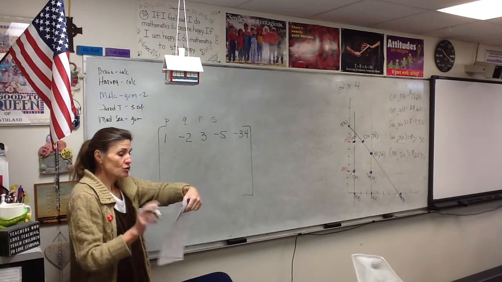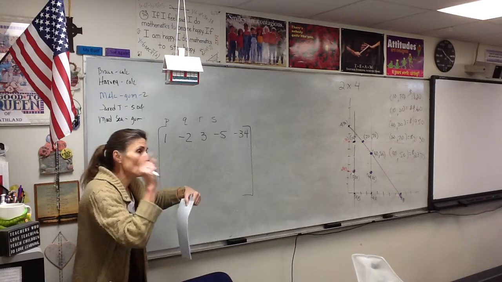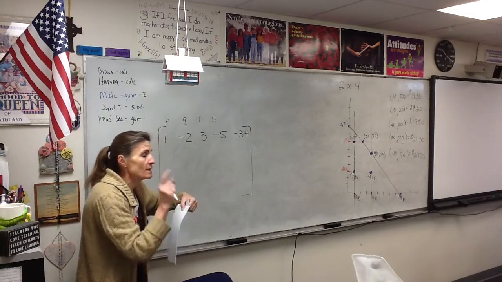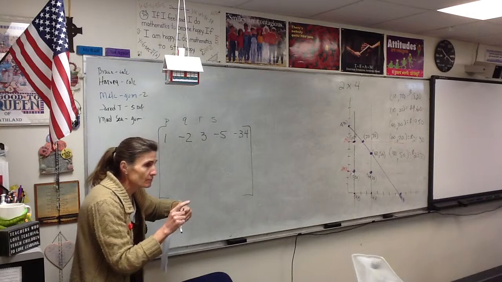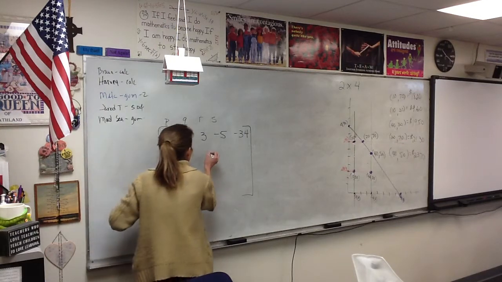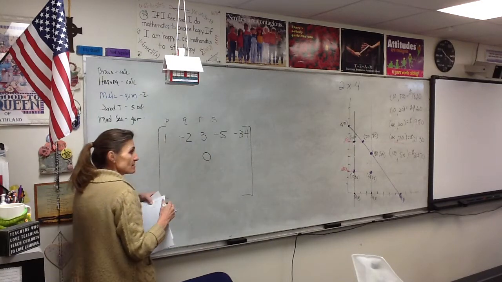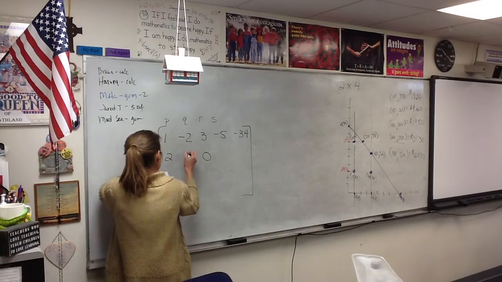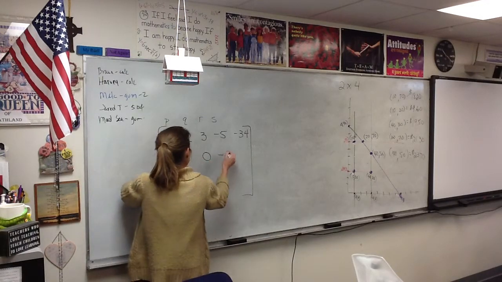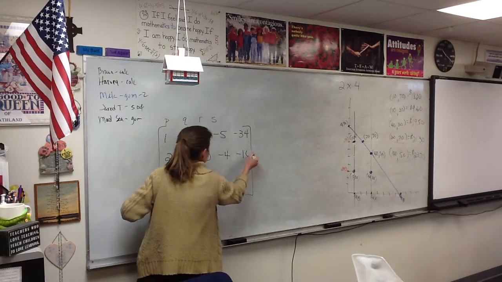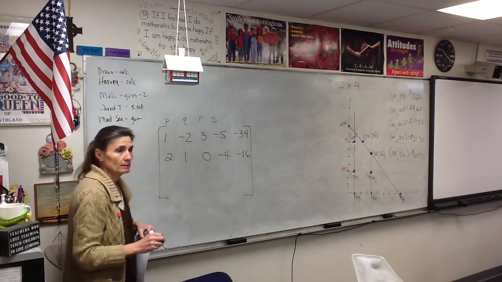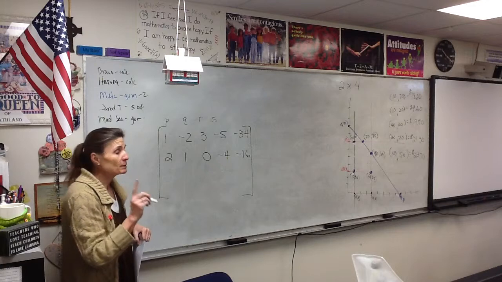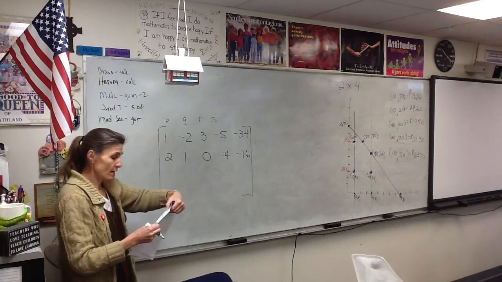Now the next row, keep your eyes open. Something's missing. An R. There's no R. So in the R column, you're going to have a 0 for that second equation. Throw that 0 on there. 2, 1, 0, -4, -16. You have to put the 0 in the right spot or you'll get the wrong answer.